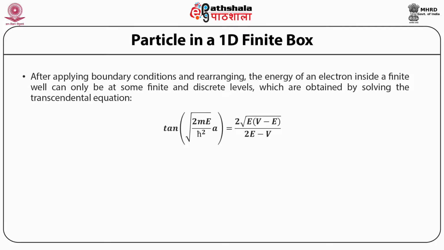Now if we apply the boundary conditions at the interface and rearrange, the energy of an electron inside a finite well can only be at some finite and discrete levels, which are obtained by solving the transcendental equation, that is tan of root of (2mE by h cut squared) multiplied by a equal to 2 multiplied by root of E(V minus E) divided by (2E minus V).